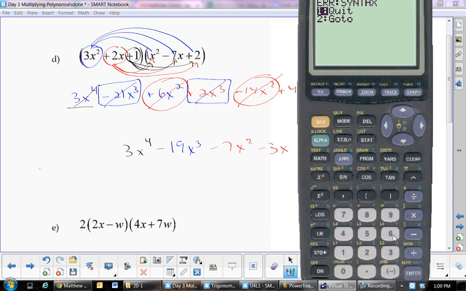Now, I put an extra x in mine, so it's messing. Because you've made an error putting it into your calculator. But like, what's syntax mean? Usually a coding error.